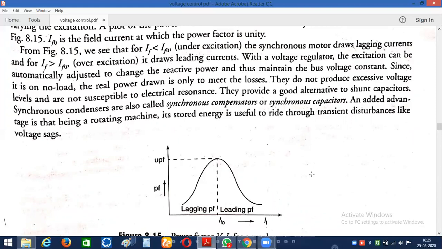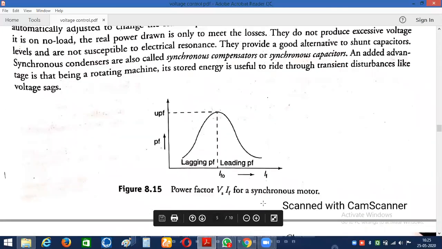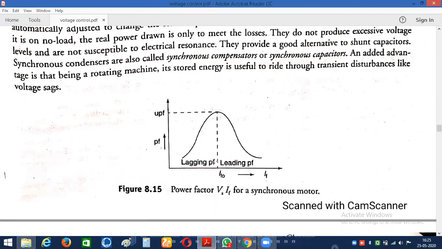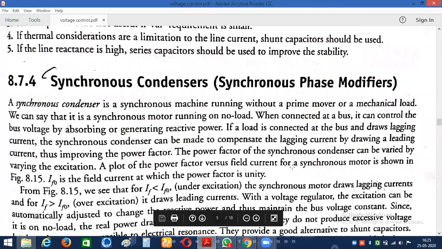With a voltage regulator, we can easily control the excitation which is to be adjusted at the particular bus. Whenever we give under excitation, it takes the lagging power factor, and when the field current is greater than IF naught, it acts as a leading power factor. So this is how, by using the synchronous condenser, we can control the value of voltage.